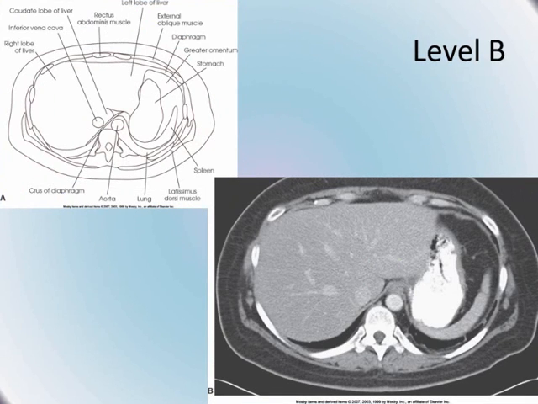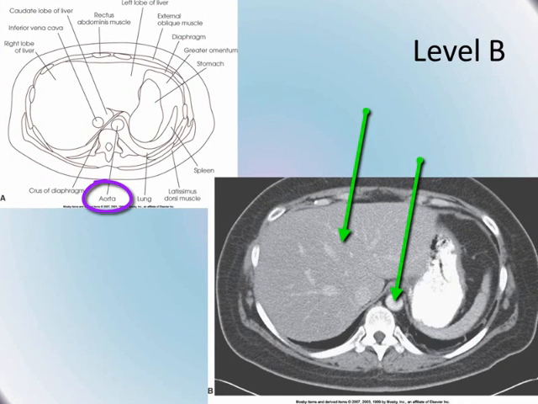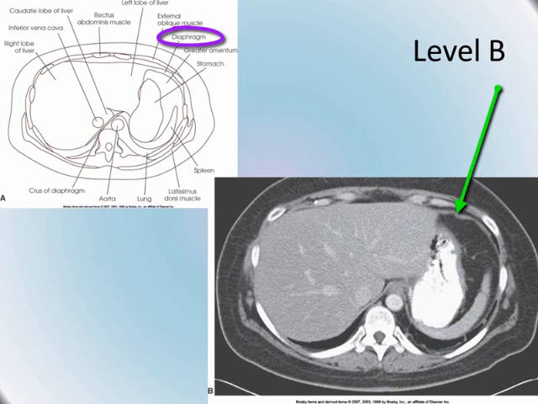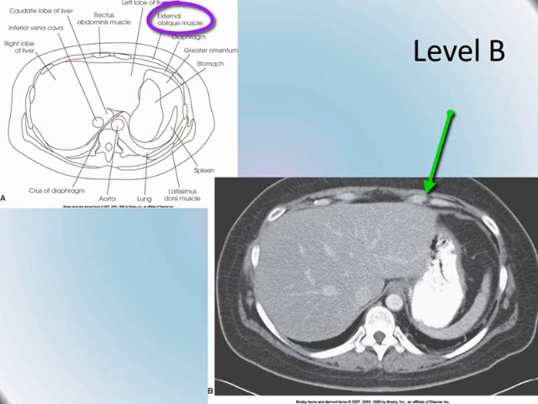At level B, we again can see the liver, and of course there's many parts of the liver: the aorta, the lung, latissimus dorsi muscle, the spleen, the stomach, the greater omentum, diaphragm, external oblique muscle, and the rectus abdominis muscle.